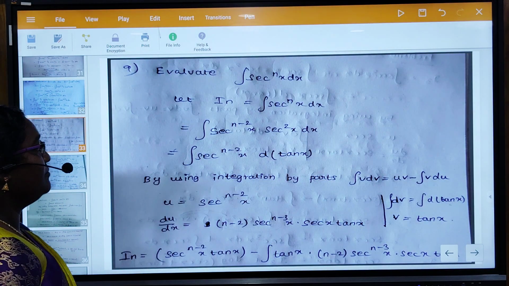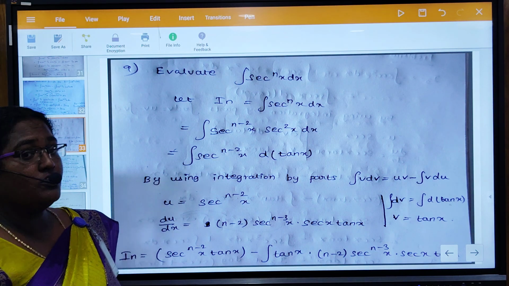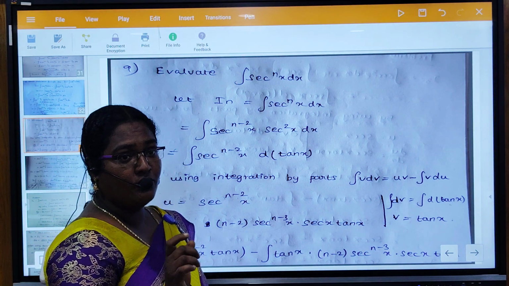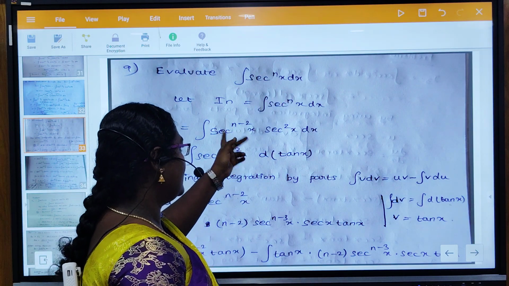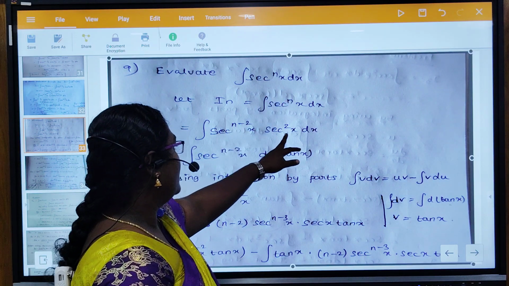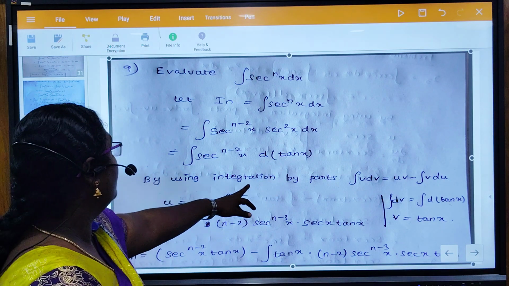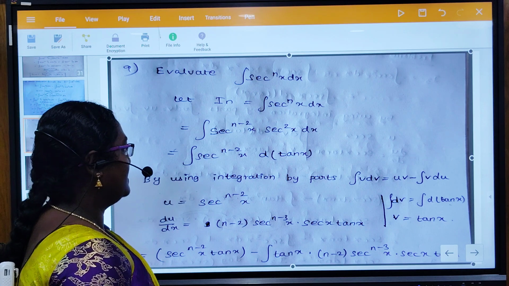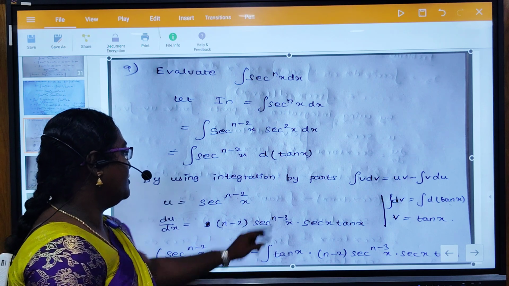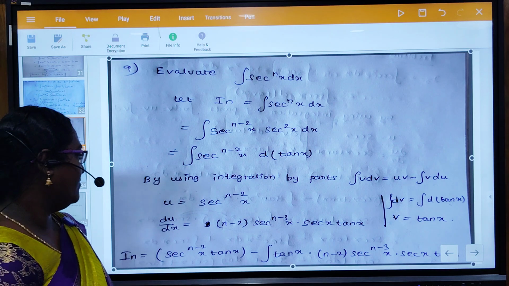Next it is secant power n x dx. In all the other trigonometric ratios we will be splitting the powers in terms of 2. Okay. So it is secant power n x, and we will be splitting the powers as secant power n minus 2 x into secant square x. Secant square x is the differentiation of tan x. So here we want to apply integration by parts. The integration by parts formula is integral u dv is equal to uv minus integral v du.